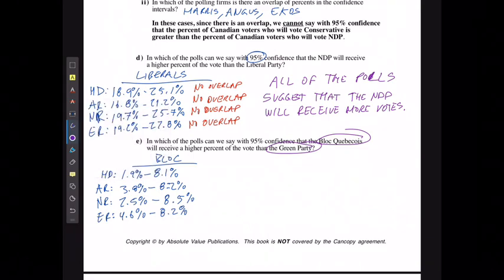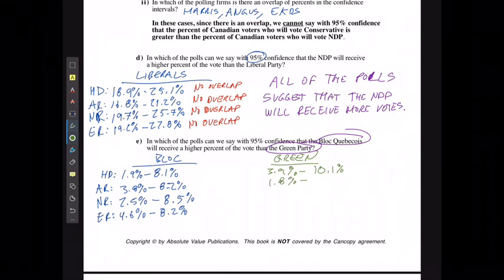For the Green Party, it's going to be from 3.9 to 10.1, from 1.8 to 6.2, from 0.2 to 6.2, and from 4.2 to 7.8.